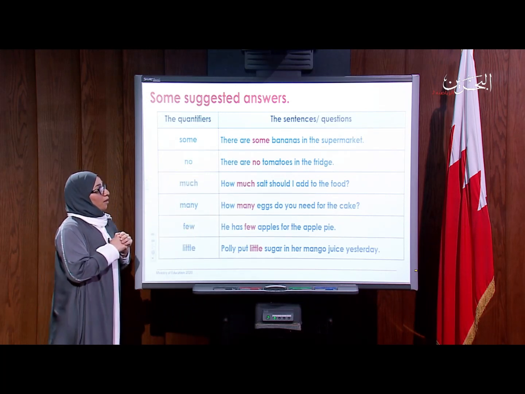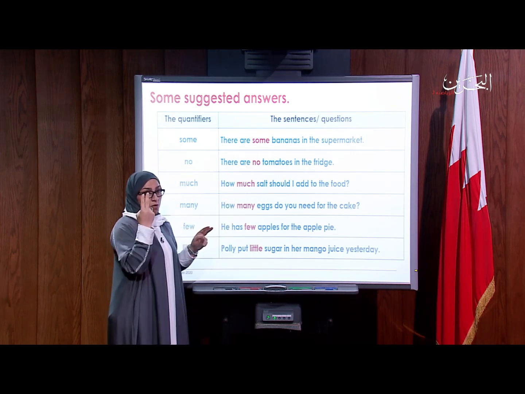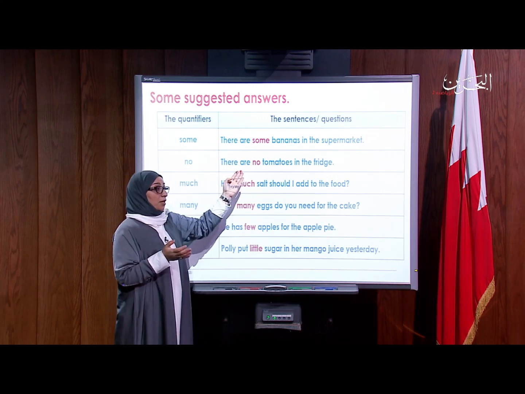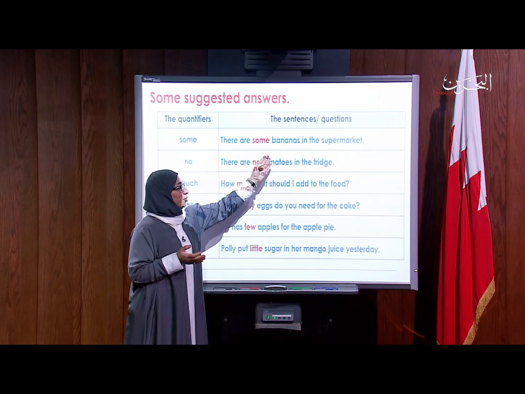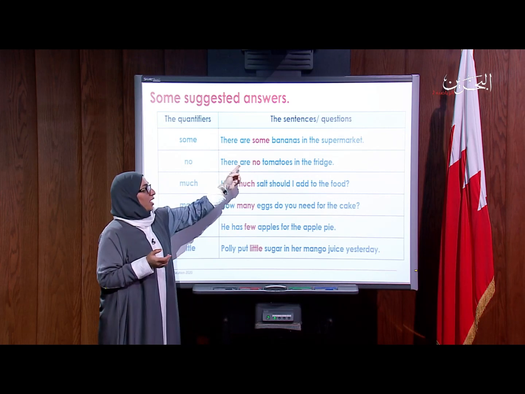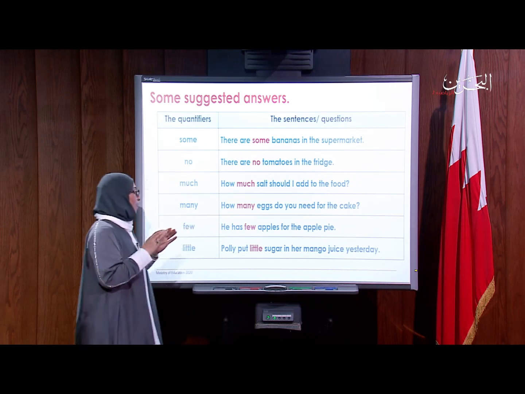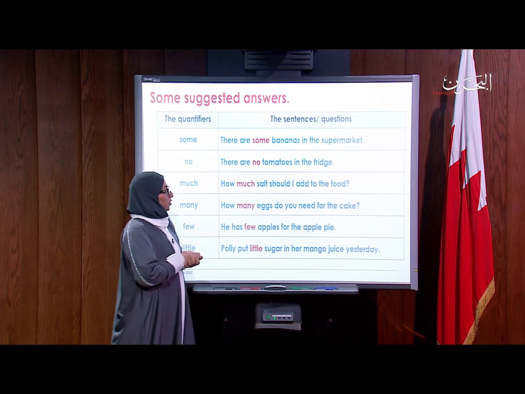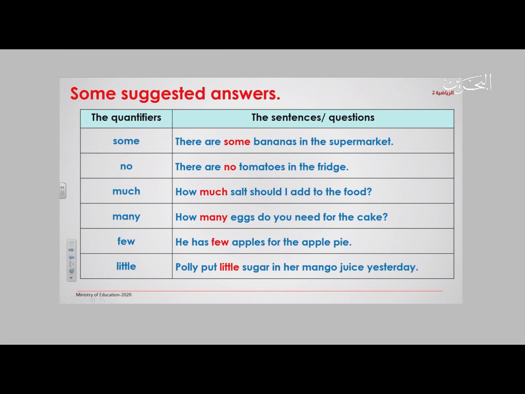No, there are no tomatoes in the fridge. No, I can use with both countable or uncountable. But if I want to use it with uncountable, what do I have to change here? For example, if I want to use here sugar, yes, I have to change are to is as it is uncountable. I cannot count. Much. How much salt should I add to the food? Can I use with salt many? No, much only with uncountable.